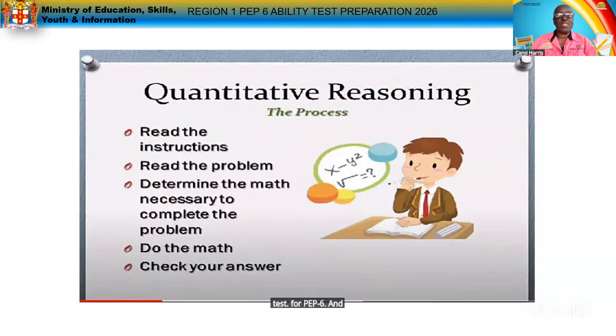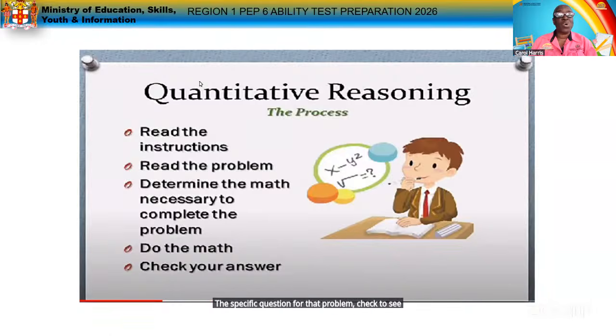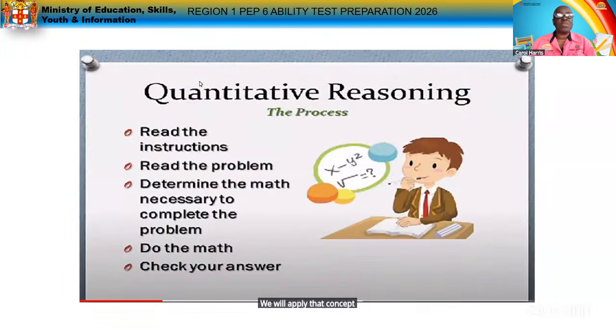And as you do your quantitative reasoning in your test, as with any test at all, remember you need to read your instructions carefully. Make sure you read the question carefully, the instructions for the test, the problem, and the specific question for that problem. Because you're dealing with quantitative reasoning, which is the second half of your paper, questions 21 to 40, you're going to be asking: What math concept have I learned? What math concept could this be asking me about? What math concept would be best applied in doing this question? You will apply that concept, do the math associated with it, and also, importantly, check your answer.